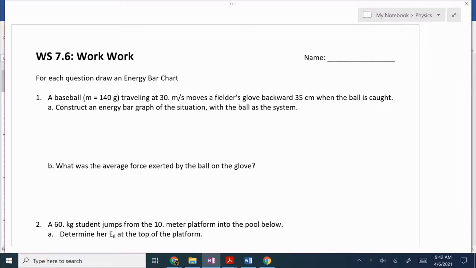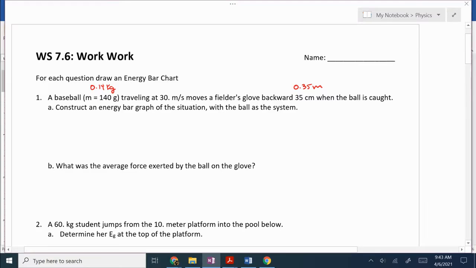So we've got a baseball, it's 140 grams. Quick comment, we just want to catch that right away. We don't want things in grams, so that would be 0.14 kilograms. It's traveling at 30 meters per second. It moves the fielder's glove backwards 35 centimeters. We want that to be in meters, so divide by 100, and divide by 1,000 to change the grams into kilograms. Divide by 100 to change the centimeters into meters. There are 1,000 grams in a kilogram, 100 centimeters in a meter.